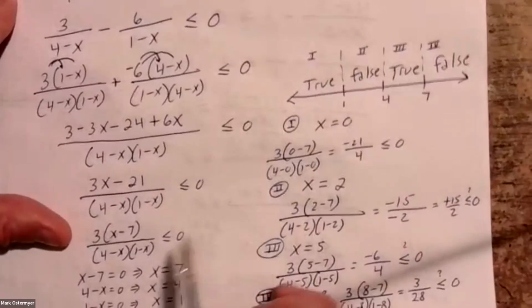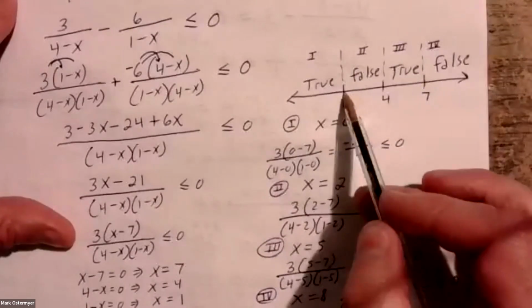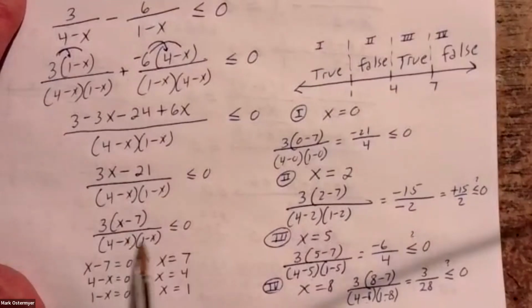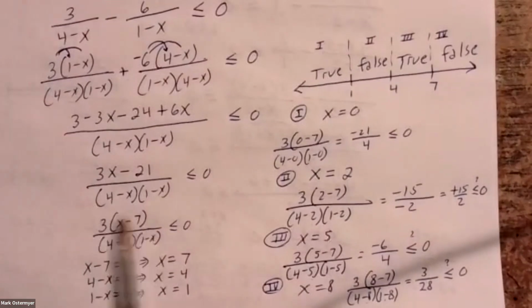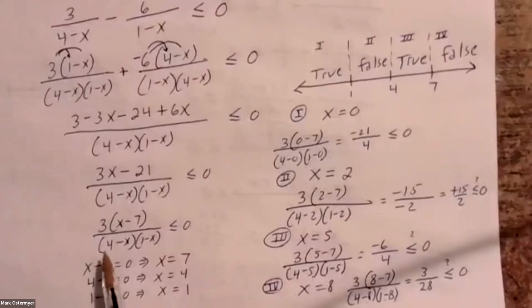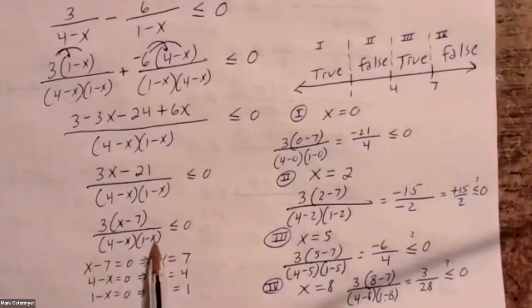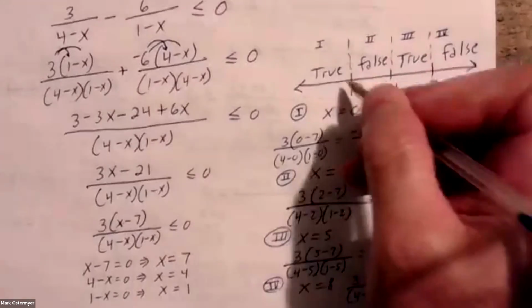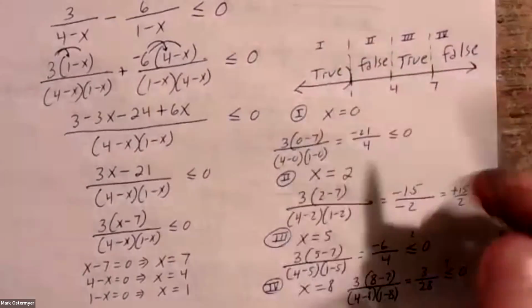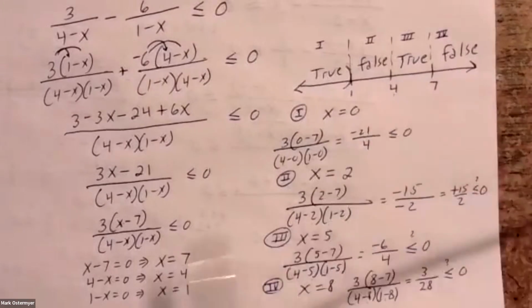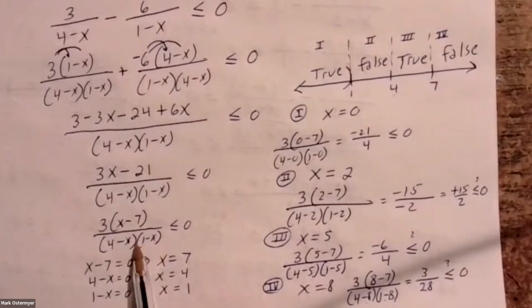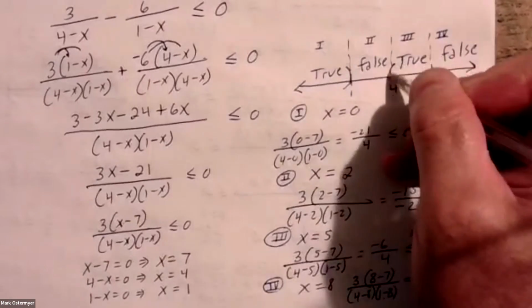Finally, would I include 1? If you put 1 in for x here, here, and here, what happens to it? This factor becomes 0. The whole thing's undefined. You're dividing by 0. Cannot include 1. Do I include 4? If you put 4 in here, this factor goes to 0. The denominator zeroes out. You cannot divide by 0. Undefined. Do not include 4.